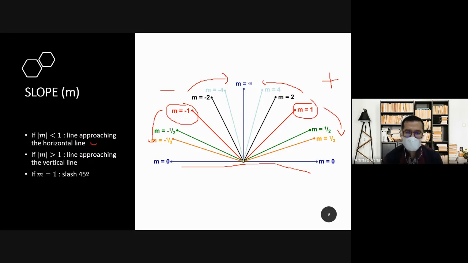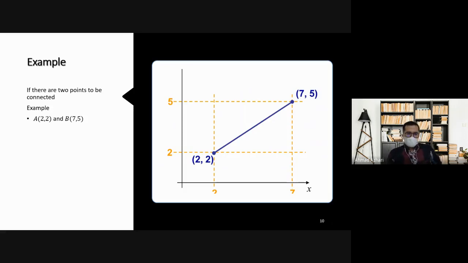Now, these are the rules of m. You can use this as an alternative after you have the line algorithm or another algorithm. So I will give you an example. If there are 2 points to be connected, point A at 2, 2 and point B at 7, 5, how can we draw this on computer graphics or a pixel-based screen?